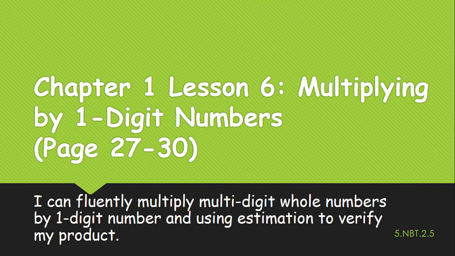The I can statement that we have is: I can fluently multiply multi-digit whole numbers by one-digit numbers and use estimation to verify my product. Okay, so we're going to be using estimation, and it's very important because estimation helps us verify if our answer or our product is correct. So please make sure that you are taking notes in Cornell format and writing your I can statement. All right, so we're going to go ahead and move on to the next page.